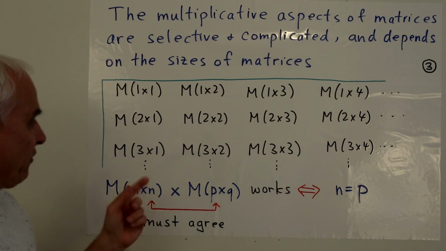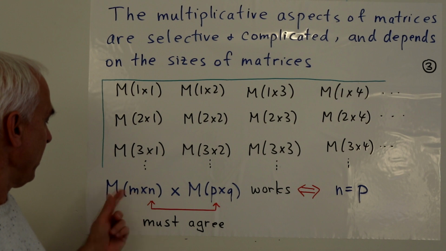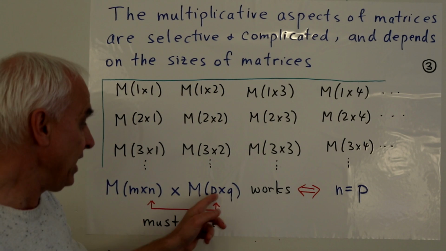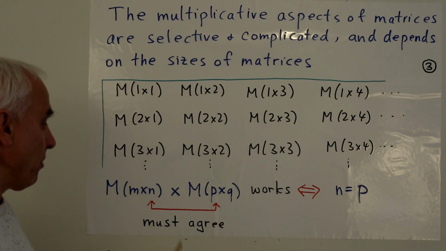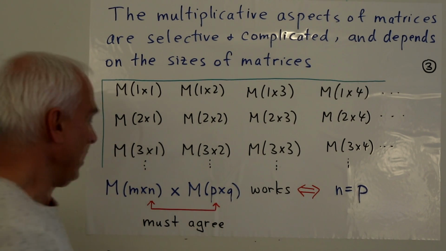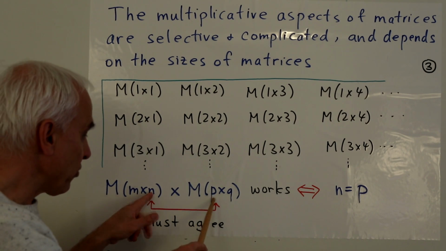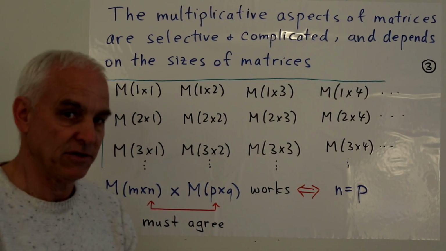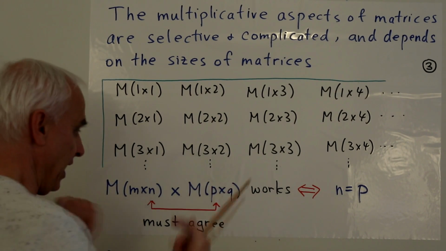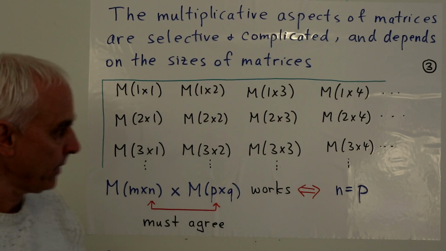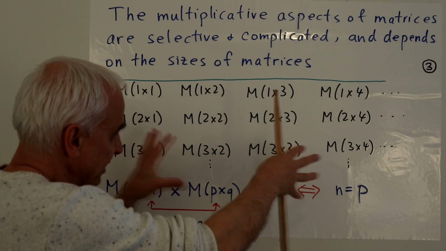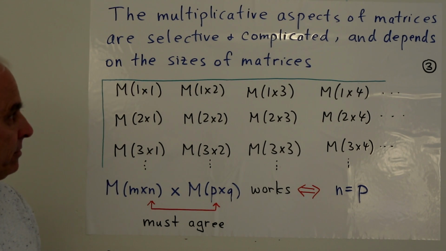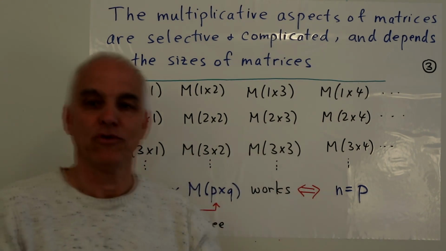And the multiplication of matrices is rather selective. An m by n matrix can be multiplied by a p times q matrix only if n equals p. So if this number and this number agree, then we are able to multiply matrices of this kind by matrices of this kind, and then we get matrices of the kind m by q. So there's interaction with these matrices classically, but it's a rather selective and limited kind of interaction. So we want to have a bigger picture of this.